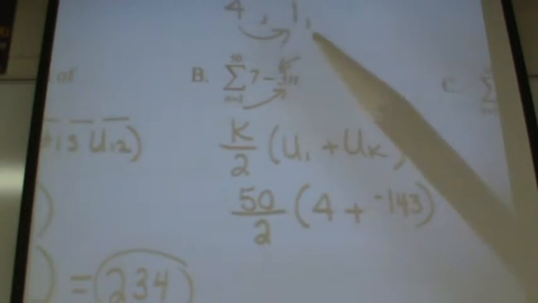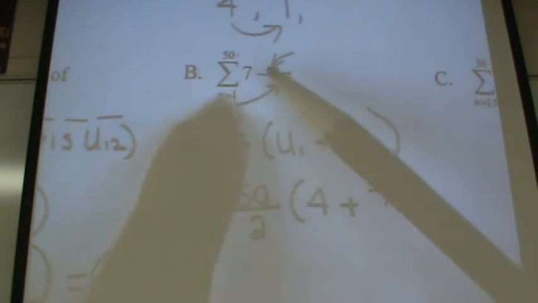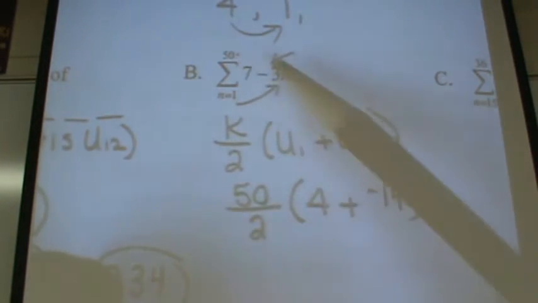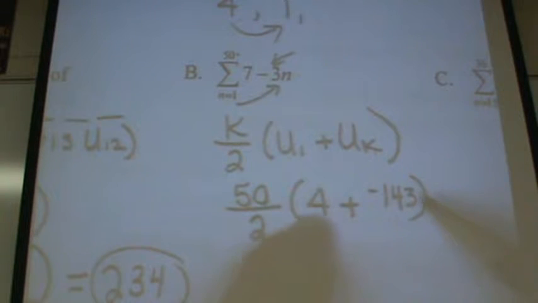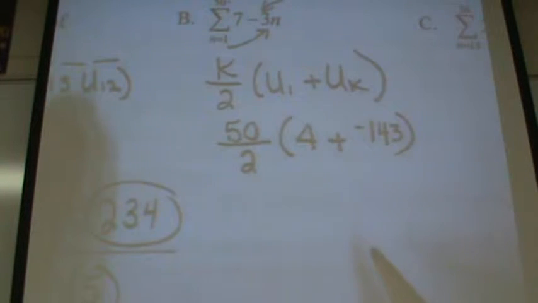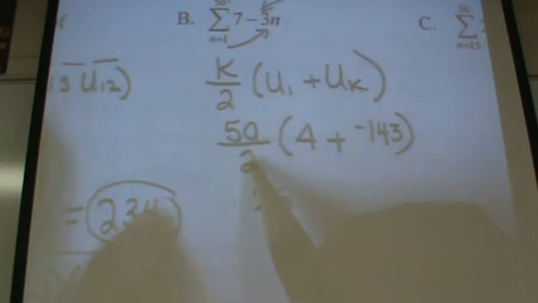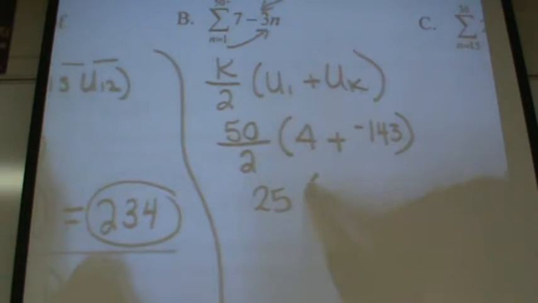Now, did everybody catch that? To get the top and the bottom, first and last, you plug a 1 in, and you plug a 50 in. That's where the 4 and the -143 come in. Questions? So you get 25, because 50 over 2 is 25. And then add these, you get -139. Multiply these two, and you get -3,475.